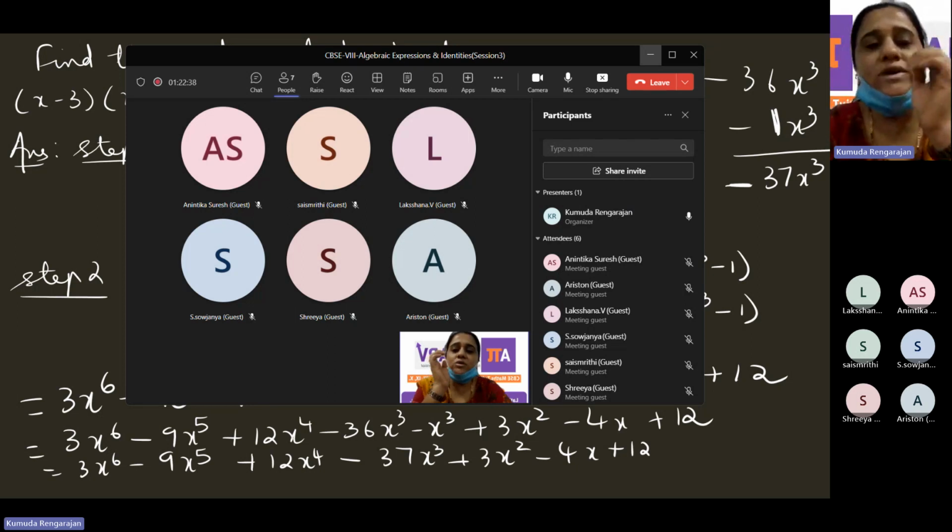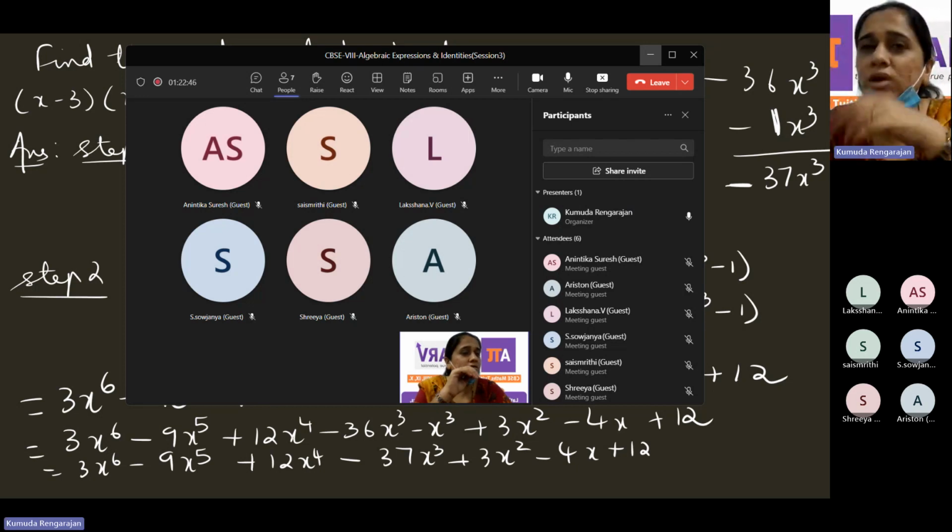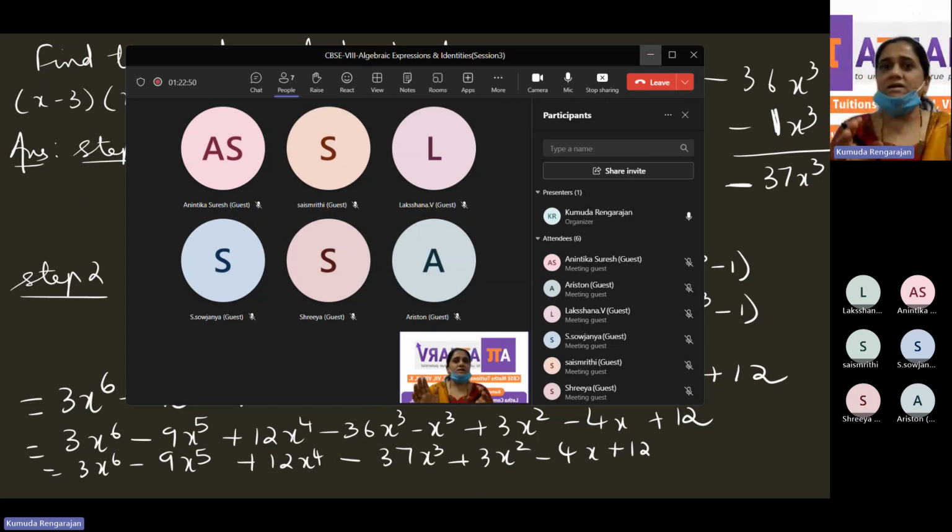And then we also understood how to find the continued product. When you have to find the product of more than two expressions, then you will have to do only two at a time. Multiply the first two, get the result. And then that result into the third expression. So that is finding the continued product.